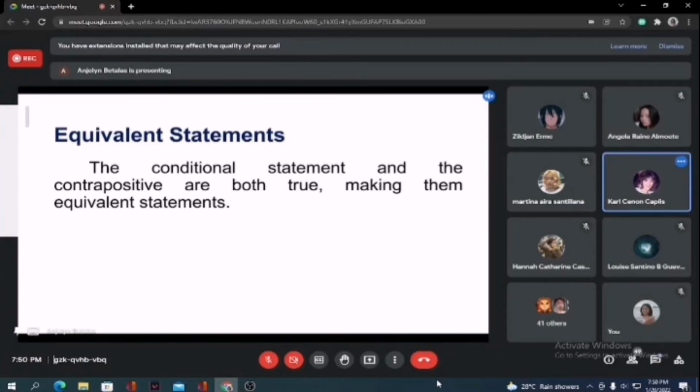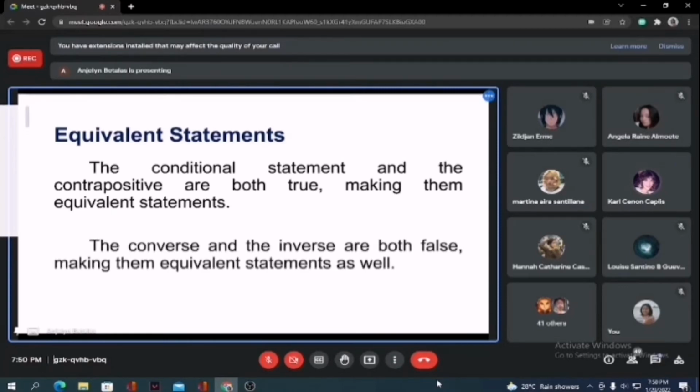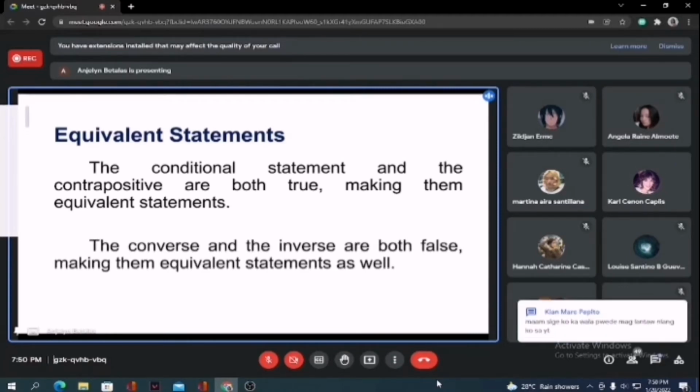The conditional statement and the contrapositive are both true, making them equivalent statements. The converse and the inverse are both false, making them equivalent statements as well.